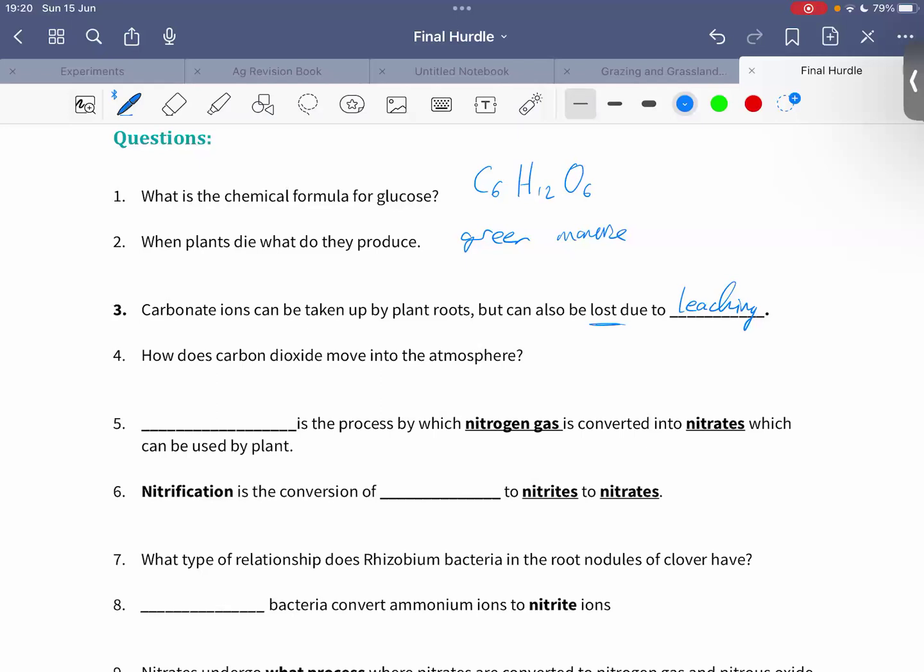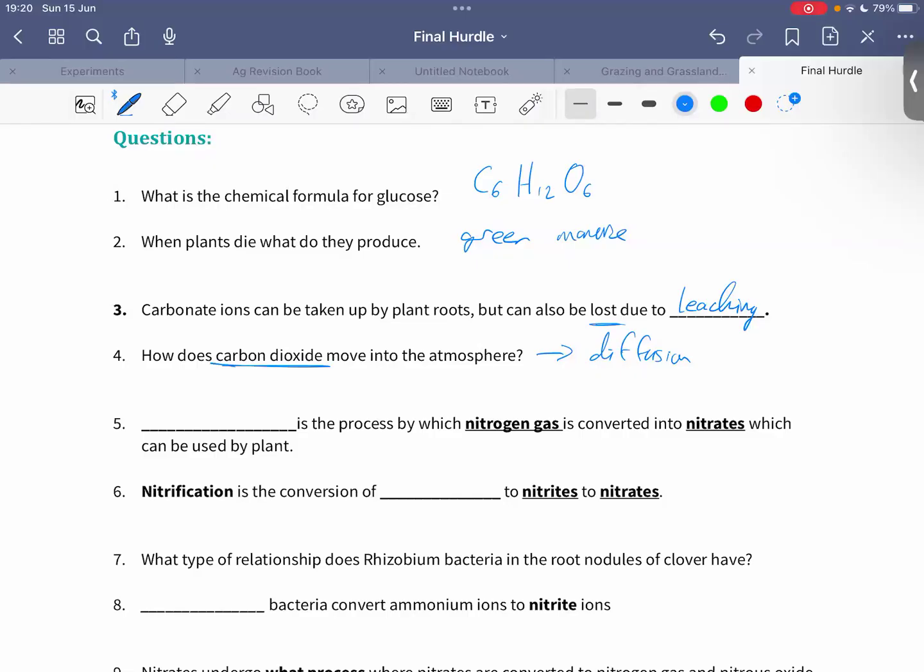Okay, brilliant. How does carbon dioxide move into the atmosphere? What is the process? How does it move? Not by osmosis, not by active transport. This is where the biology knowledge is going to come into it. Diffusion. So someone said denitrification. Jim, that is going to be in the nitrogen cycle. This is the carbon cycle.